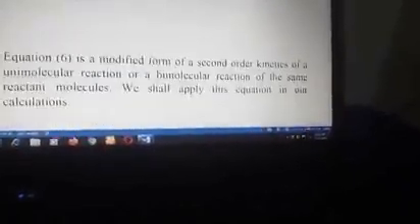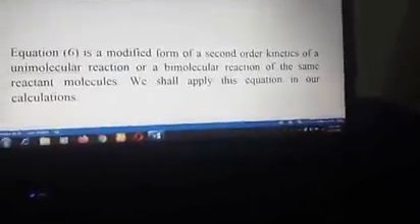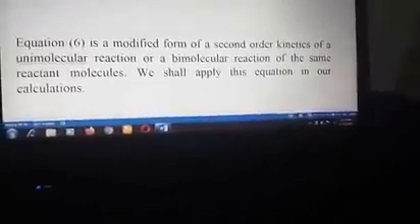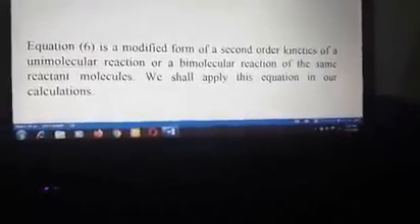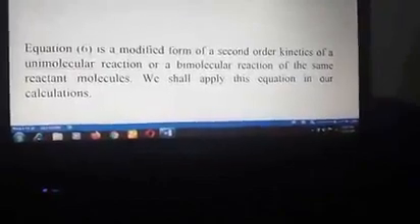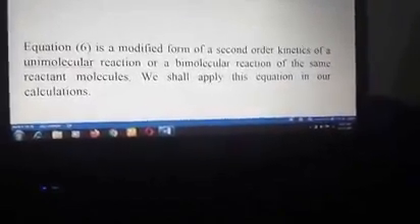We're going to apply equation 6. It's simplified now to do calculations on second-order kinetics. So we say equation 6 is a modified form of second order kinetics of a unimolecular reaction or a bimolecular reaction of the same reactant molecules. We shall apply this equation in our calculations.